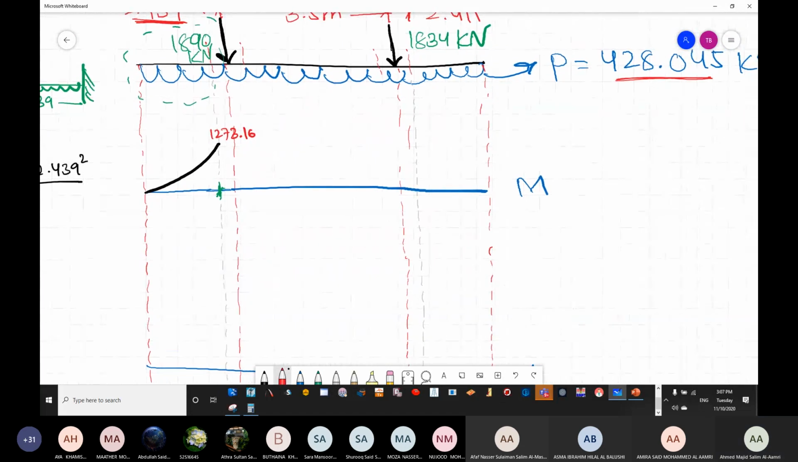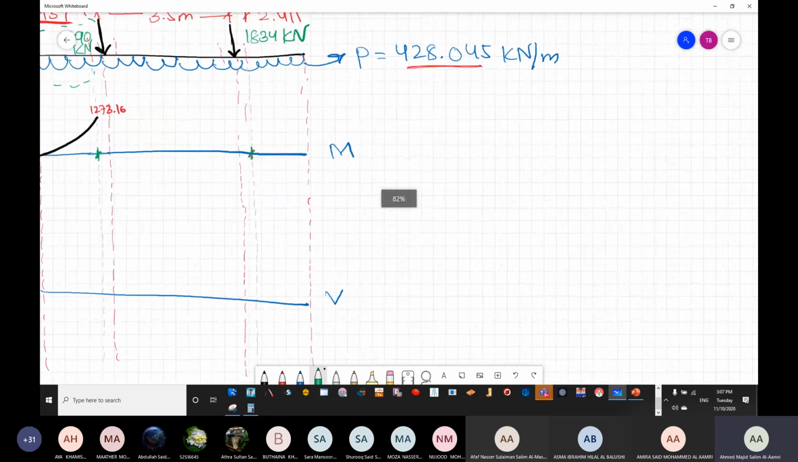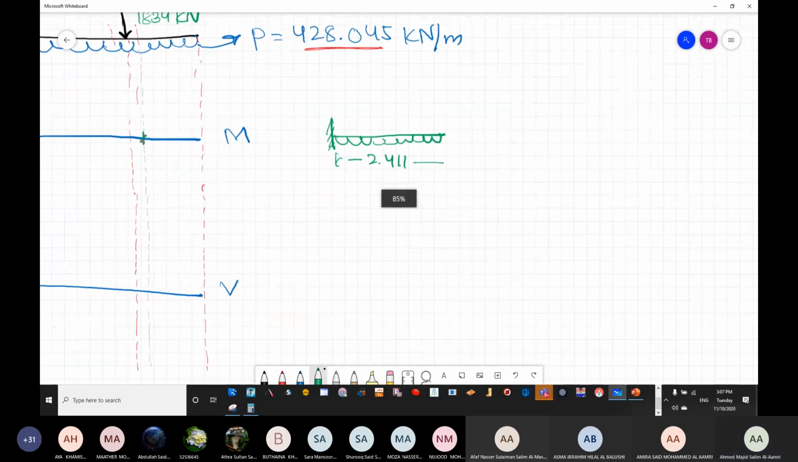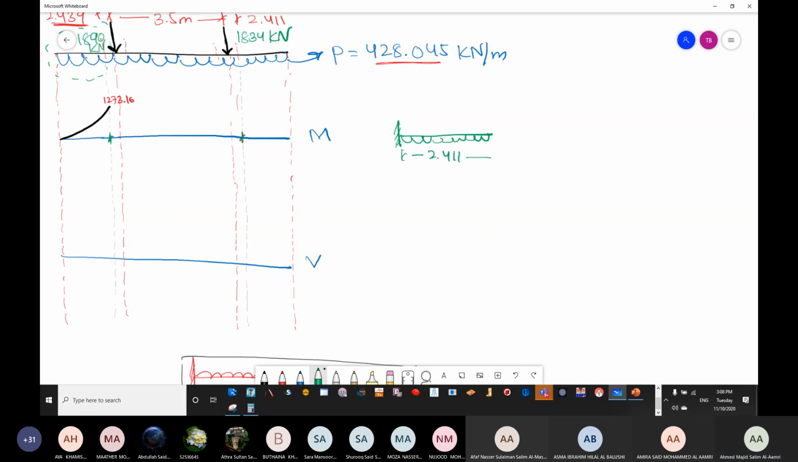Now, can we calculate for this side as well? If we take this side, you will see that once again we have a fixed support, a length of 2.411, and then we have a pressure. The column is fixing the foundation position. So 2.44, and we have a pressure of 428. So your M value is going to equal WL square over 2. How much is that value?